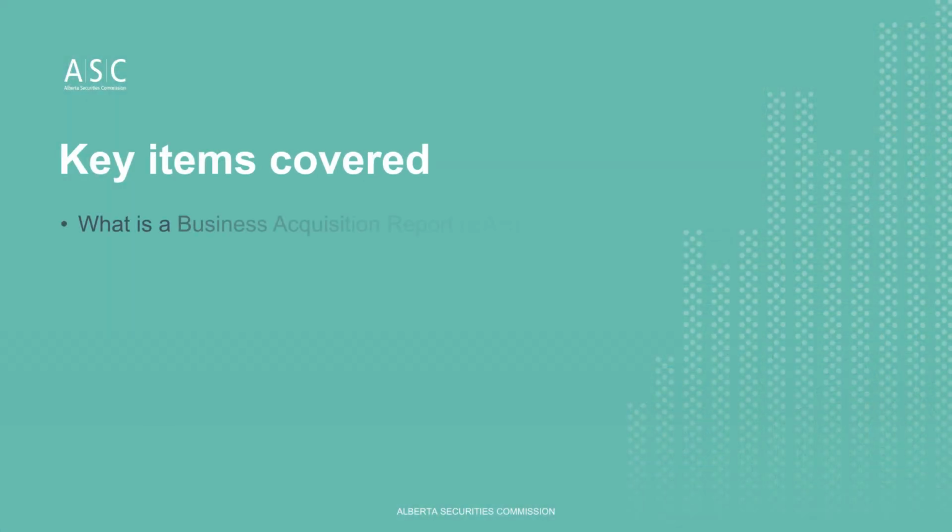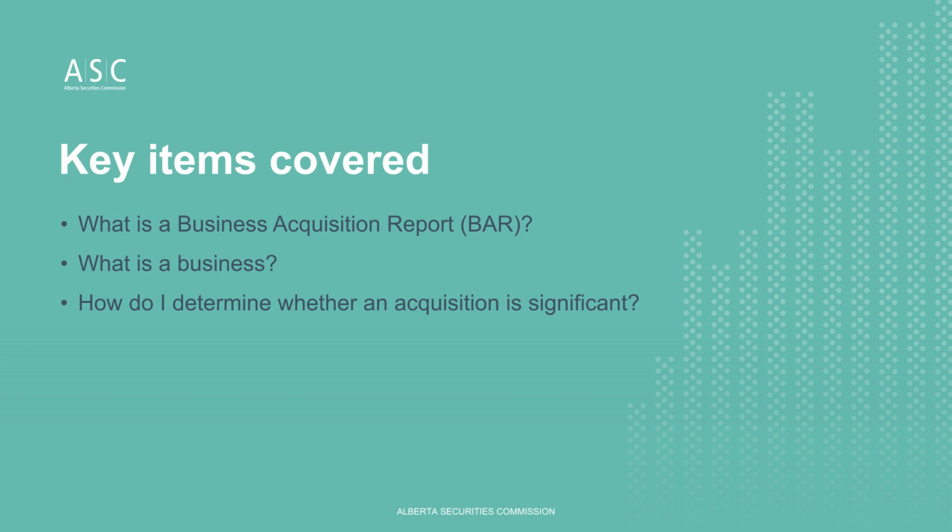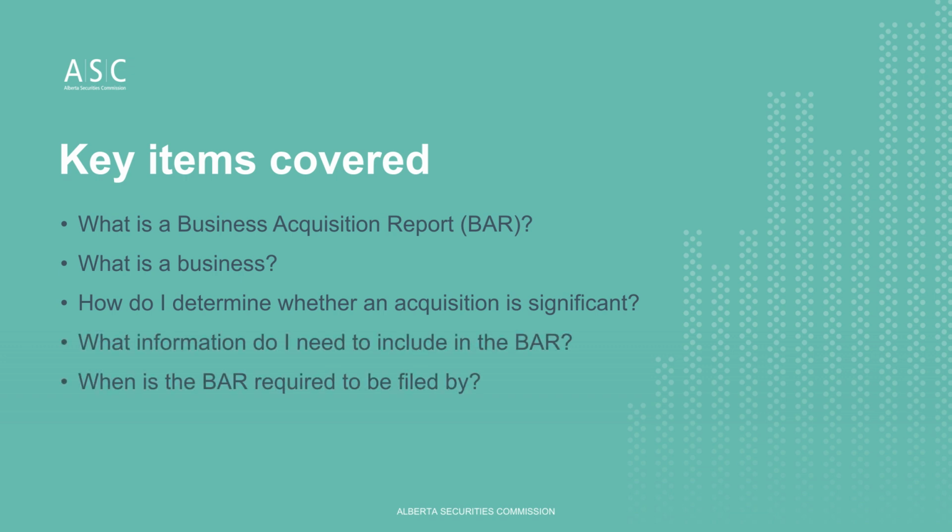We will begin by discussing what a BAR is, including the specific elements that need to be considered in determining whether continuous disclosure filing is required, such as what constitutes a business under securities legislation and how to determine whether an acquisition is significant. We'll conclude by discussing what information needs to be included in a BAR filing and what the associated filing deadlines are.